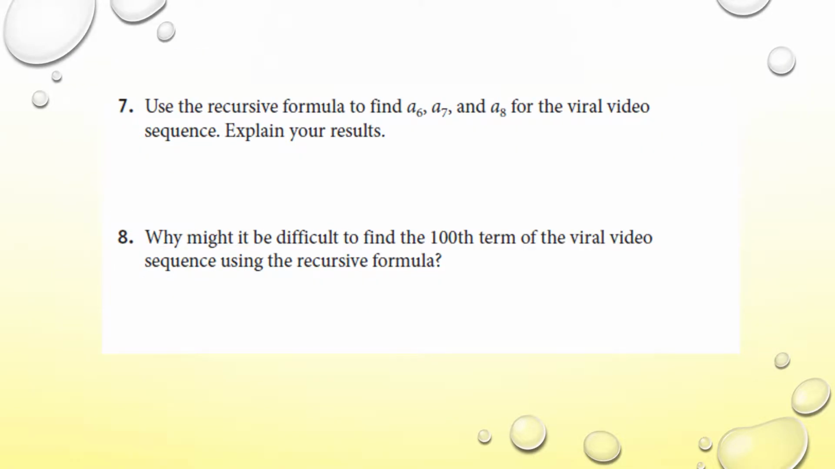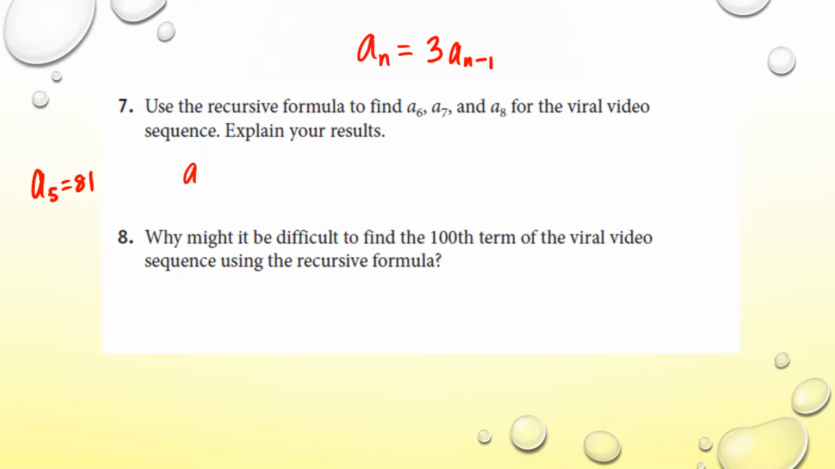Let's see, we're supposed to use the recursive formula to find a sub 6, a sub 7, and a sub 8. So let's write down what the recursive formula was. It was 3 times the term before it. So we know that a sub 5 was 81.